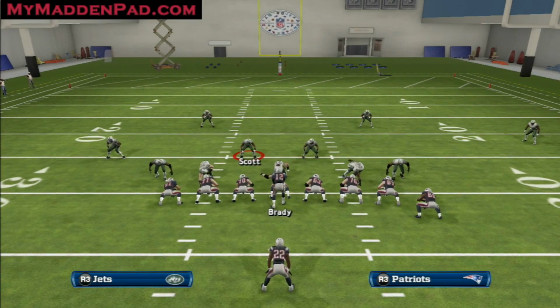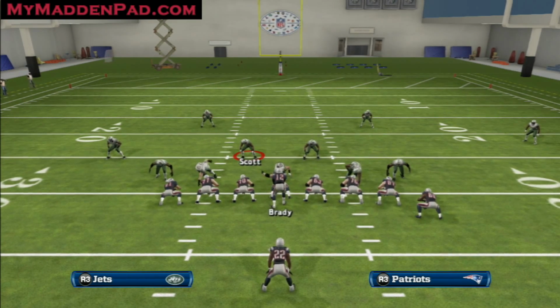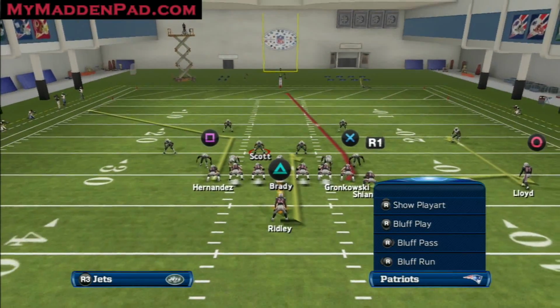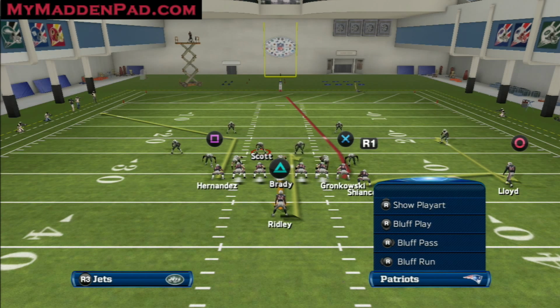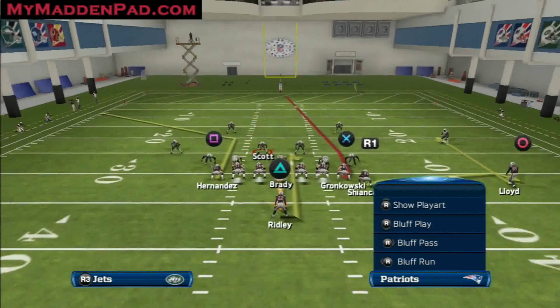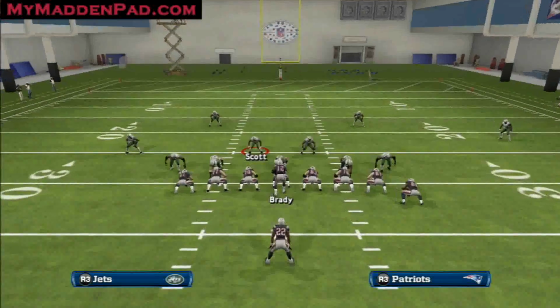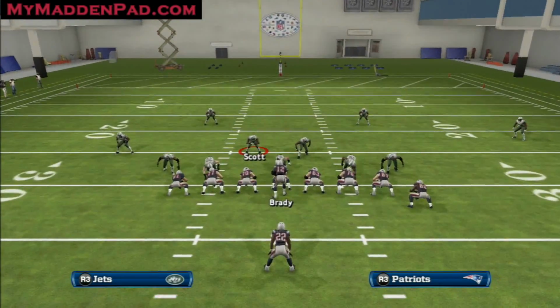So what I like to tell people is when you're trying to read defenses and just trying to go over how to see if a defense is in man or zone, I say just concentrate on one side of the ball, where there's a curl flat concept. So we're not even going to think about Hernandez in this particular session. We're going to just concentrate on Gronkowski, Shanko, and Lloyd, and especially Lloyd and Shanko who are running the curl flat concept against this cover 4. So let's see what happens when I snap the ball.